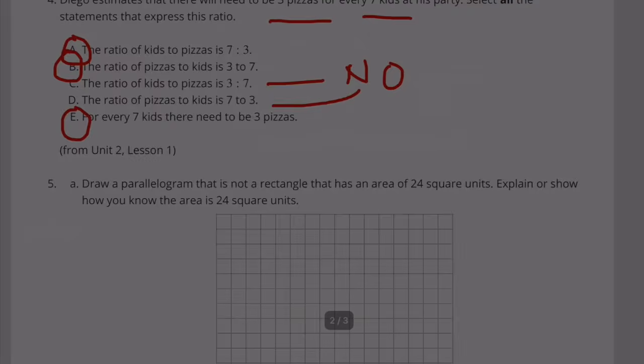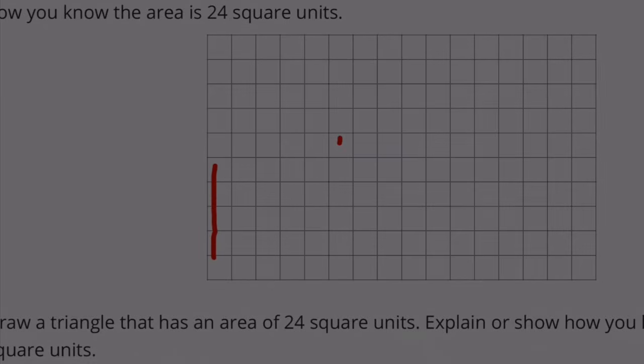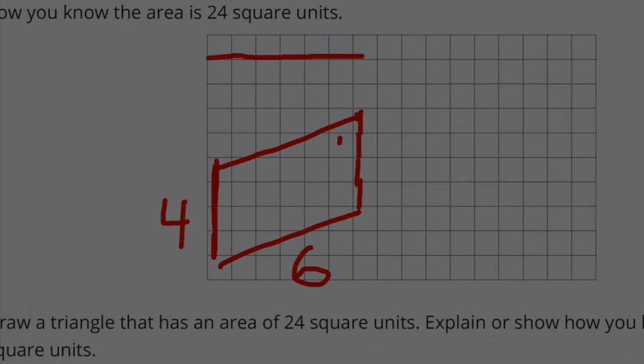Number 5. Draw a parallelogram that is not a rectangle that has an area of 24 square units. Explain or show how you know the area is 24 square units. I'm going to make the height 4 units and the length 6 units. The area would be 4 times 6, which is 24 units squared.